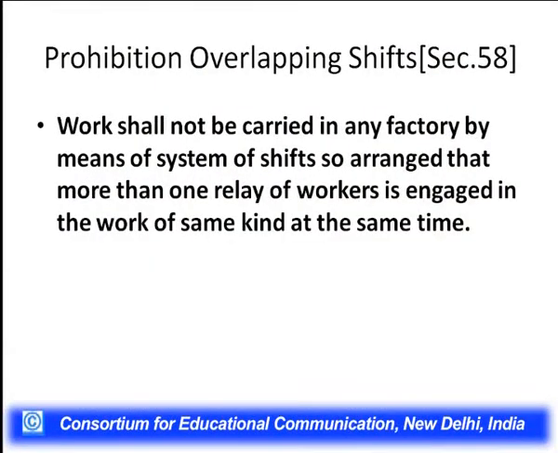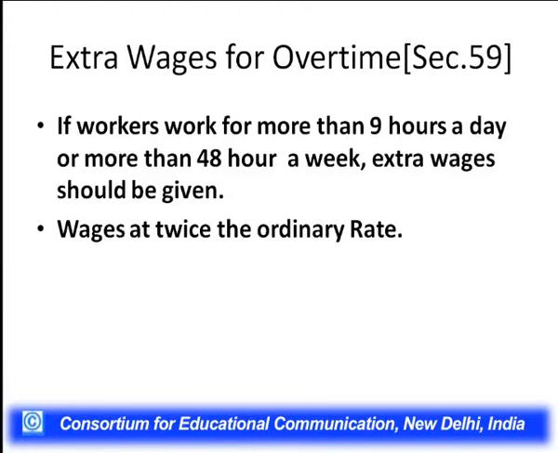Section 57 is regarding night shifts in factories where employees are required to work at night. It says if shifts extend beyond midnight, a holiday for him will mean a period of 24 hours beginning when his shift ends. Then prohibition of overlapping shifts under section 58 says work shall not be carried on in any factory by means of systems of shifts so arranged that more than one relay of workers is engaged in the work of the same kind at the same time. Then section 59 is regarding extra wages for overtime, which says if workers work for more than 9 hours a day or more than 48 hours a week, extra wages should be given.